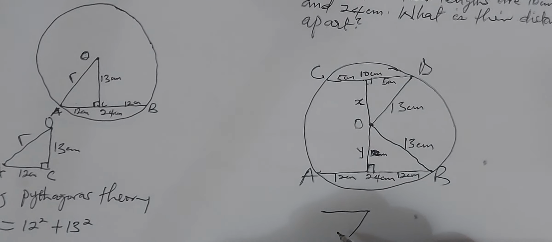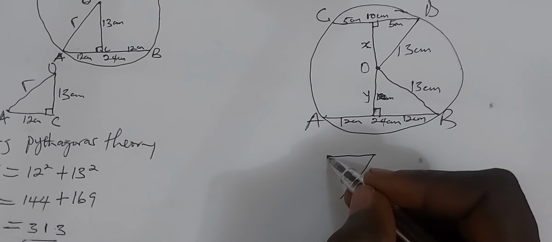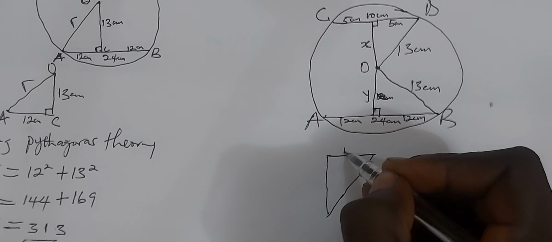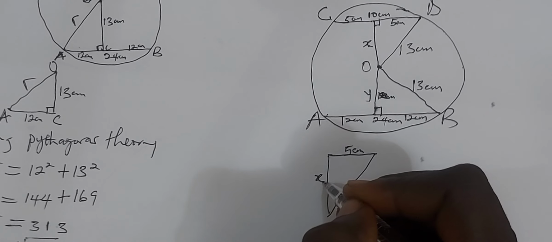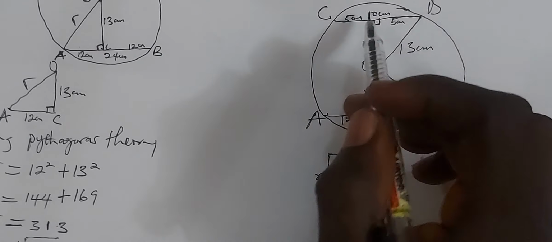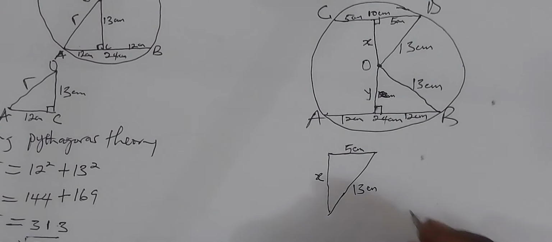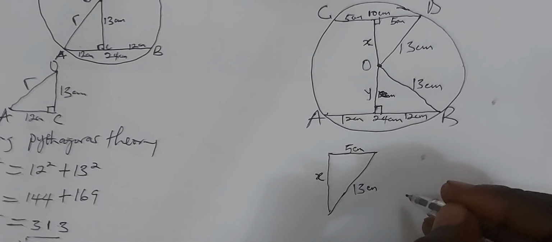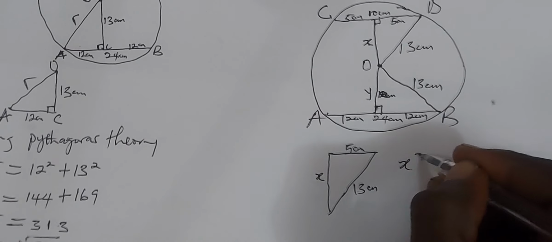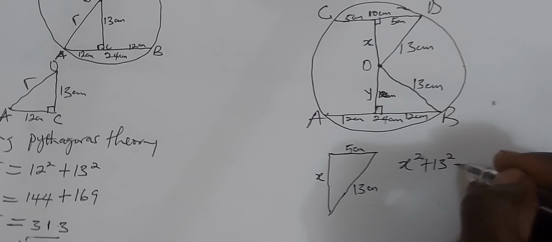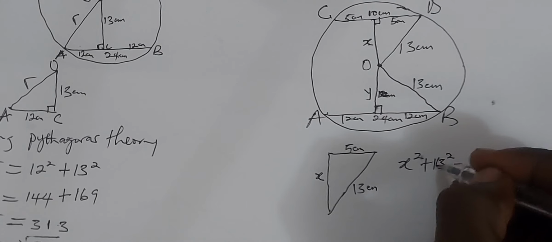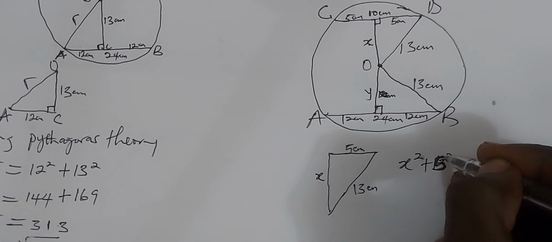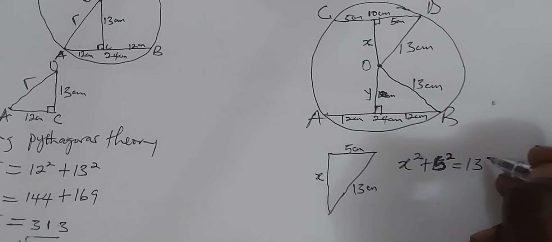Okay. It's a right angle. You can solve it. Here is 5 centimeters. Here is 13 centimeters. Here it becomes x. This is called AB, the upper one, and CD. Let's solve it first. Using Pythagoras theorem, we have x squared plus 5 squared is equal to 13 squared.